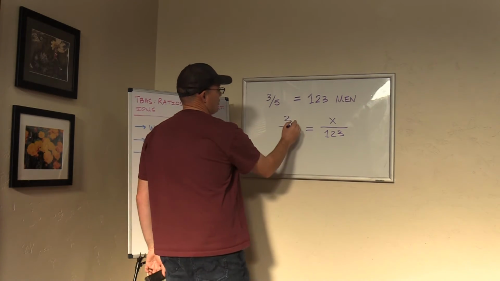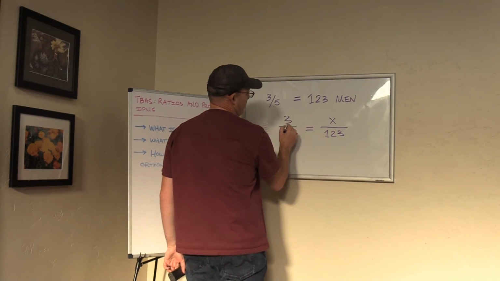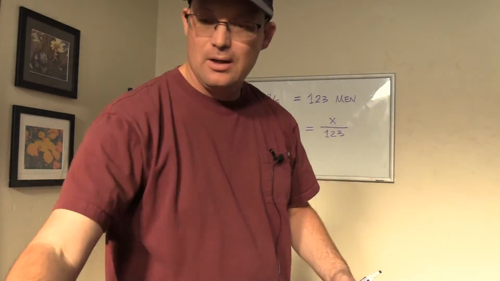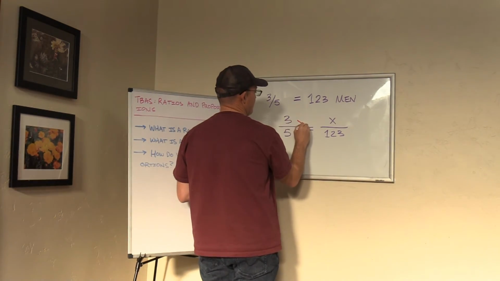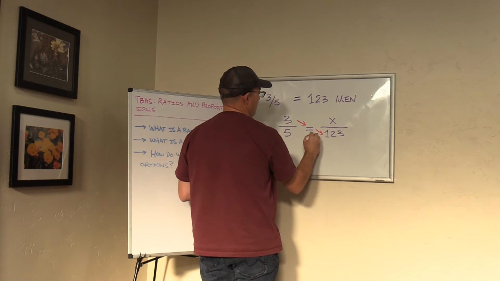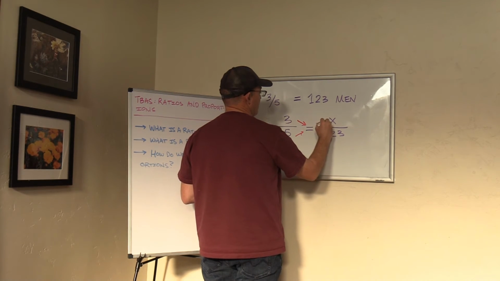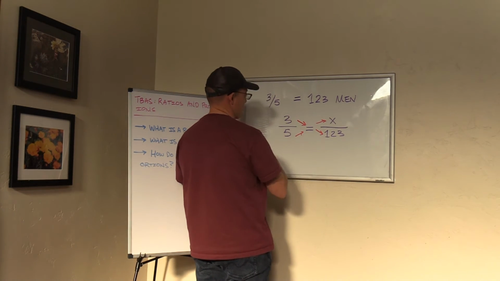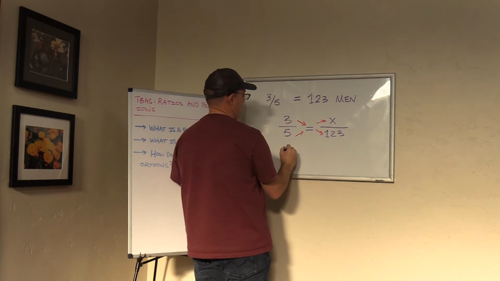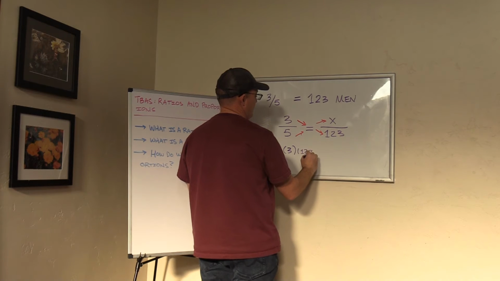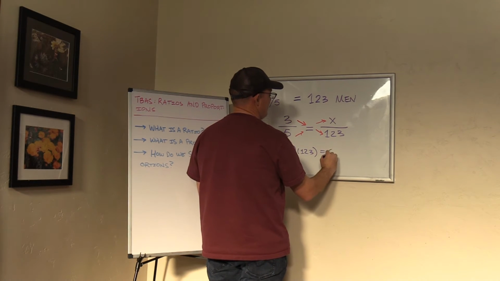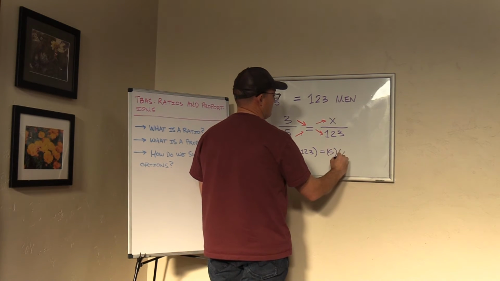So here's how you do it. You cross multiply. Now remember, when you cross multiply, you go diagonal. So we're going to go like this and like this. What that gives us is we're going to rewrite this formula now. We've got 3 times 123 is equal to 5 times x.